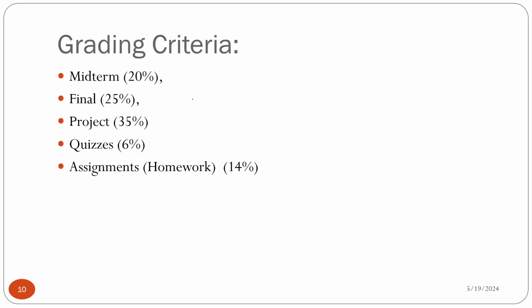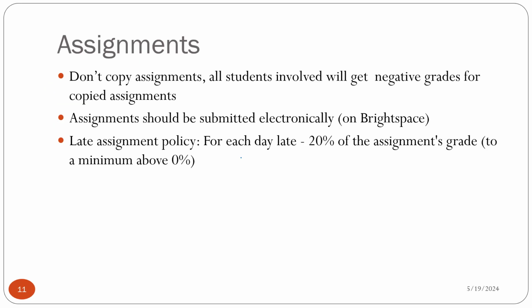Now let's discuss the grading criteria. You will have one midterm exam that will account for 20% of your grade. There will be a final exam which will be 25% of your grade. The project is going to be the biggest component of your grade, at 35%. Quizzes are going to be 6%. There will be two quizzes, and the homework in total will account for 40% of your grade.